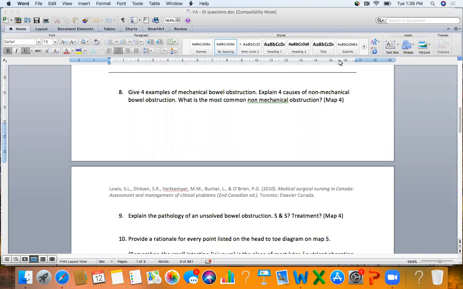Mechanical implies a physical force acting upon the bowel, like, for example, a tumor growing inside the bowel that's blocking the lumen. Non-mechanical implies that there's nothing physically blocking or pushing on the lumen, but that, as we'll see, the bowel has simply stopped in terms of peristalsis. There's no peristalsis, and this causes the obstruction. Let's look at this in more detail by looking at map number 4.